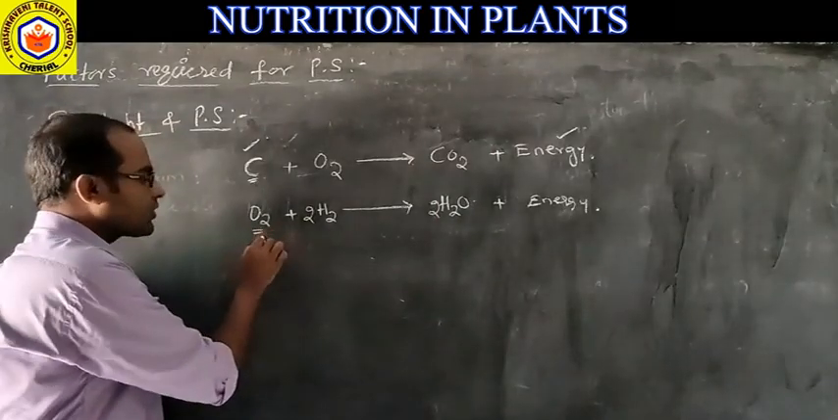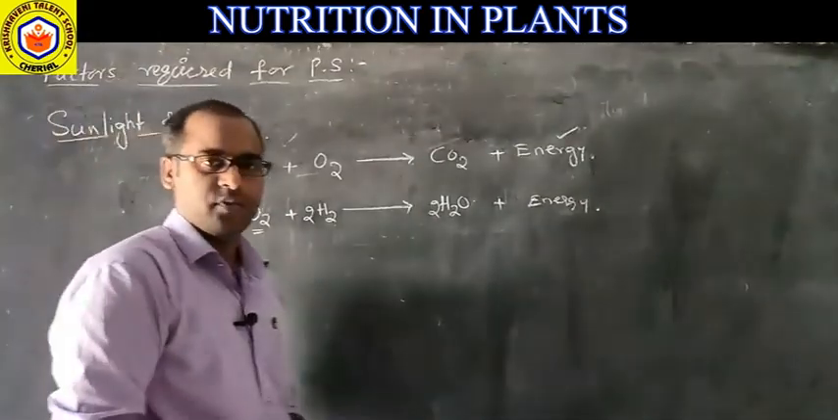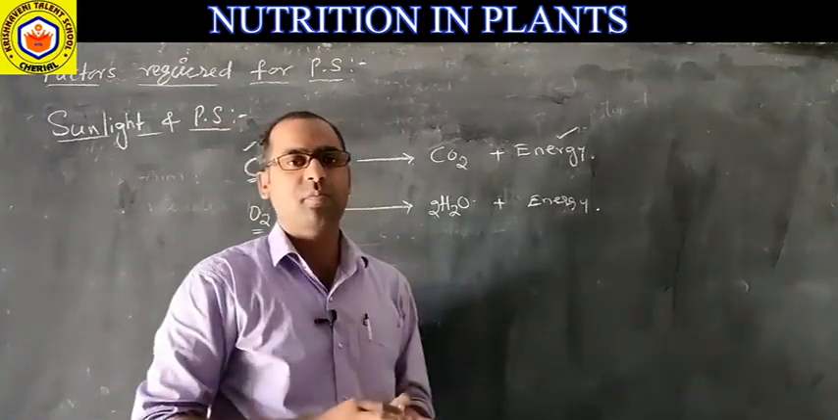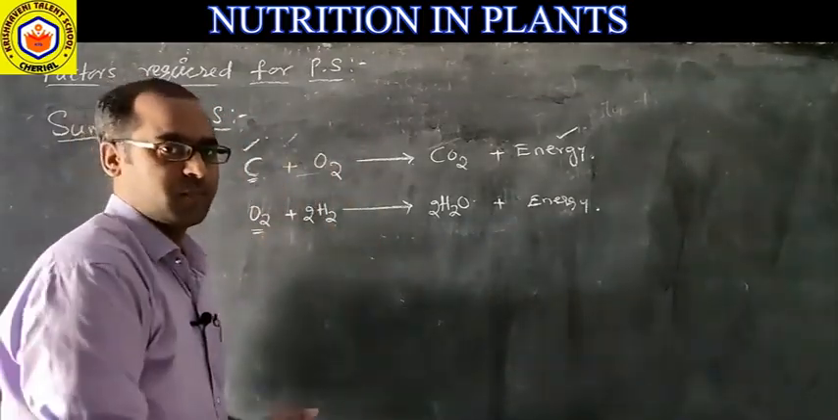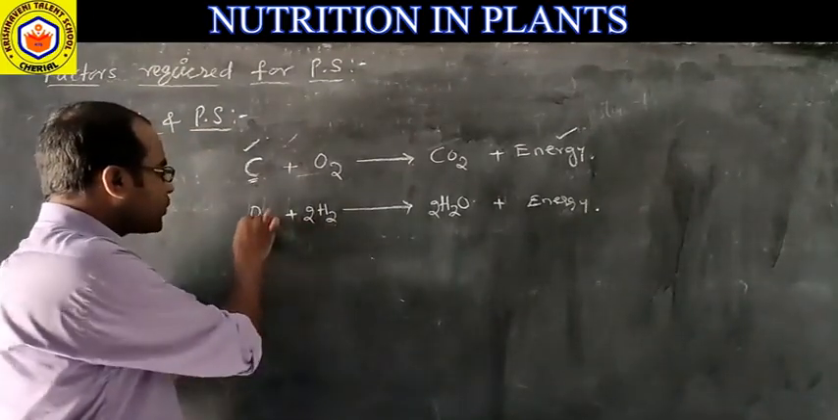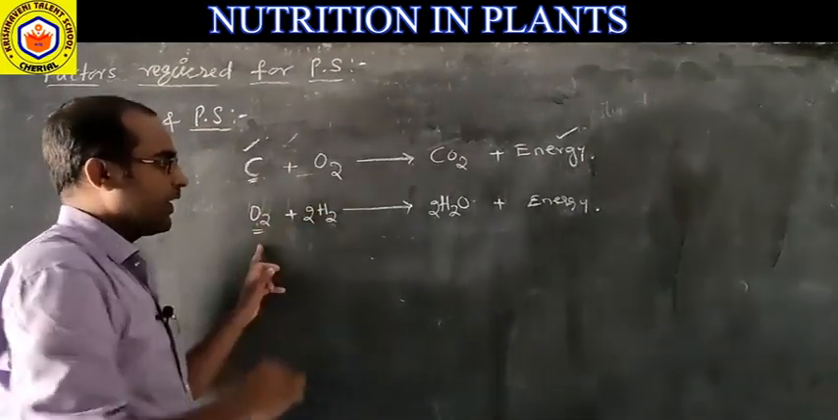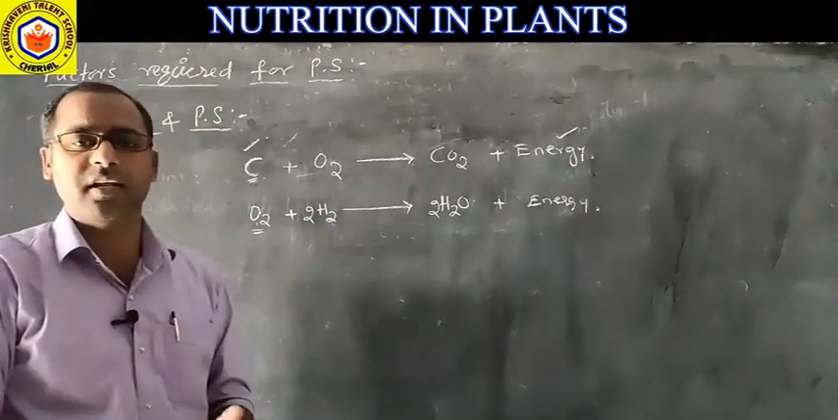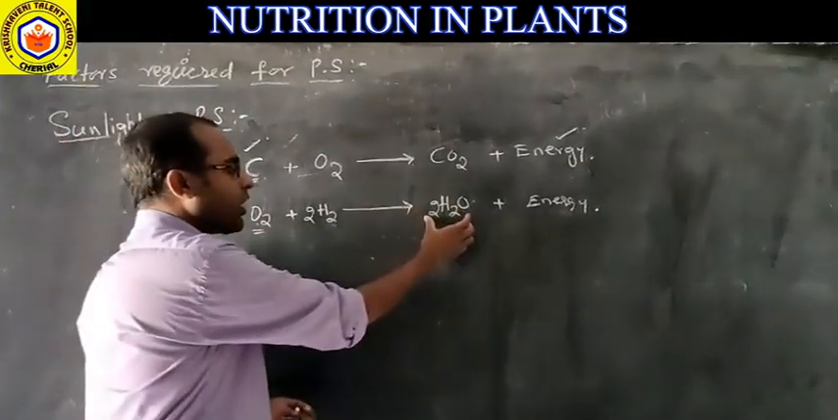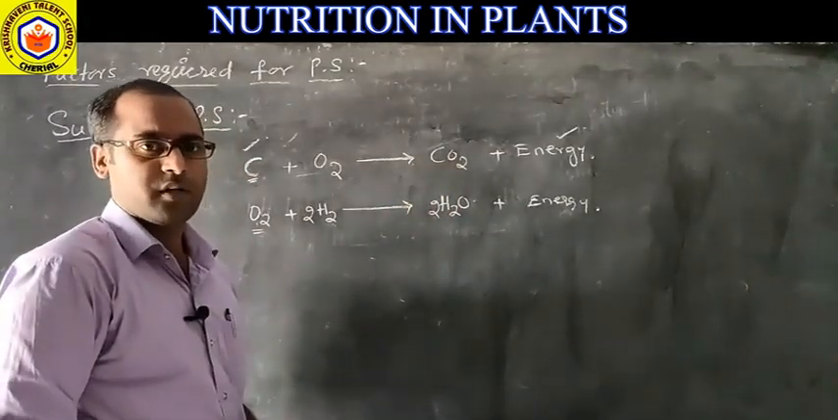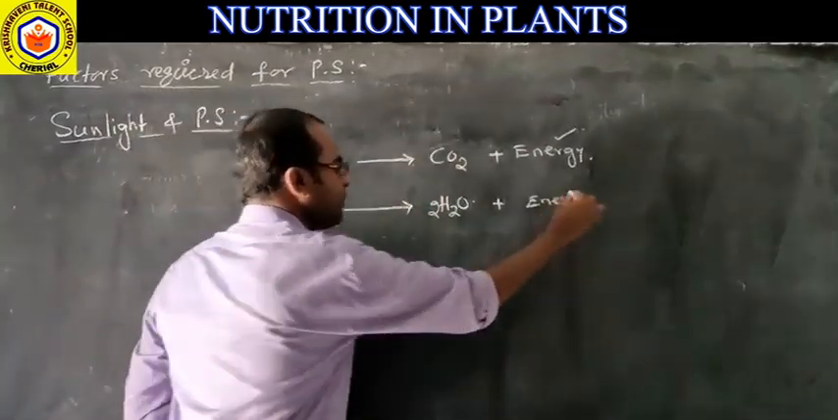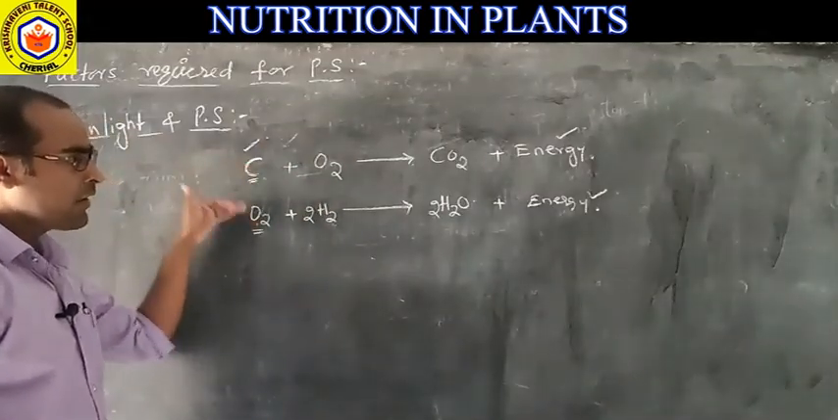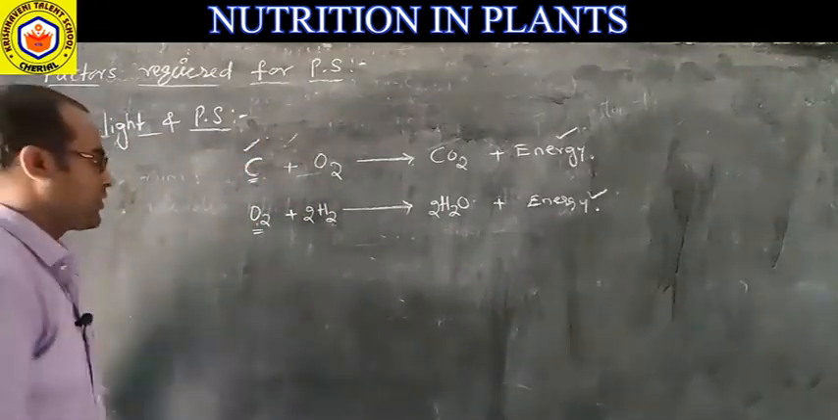And next, when oxygen and hydrogen combine together, it is a highly energy-releasing process. When hydrogen and oxygen combine, a high amount of energy is released, and at the same time water is formed. So this is also an energy-releasing process. Let us write these two equations as one equation.